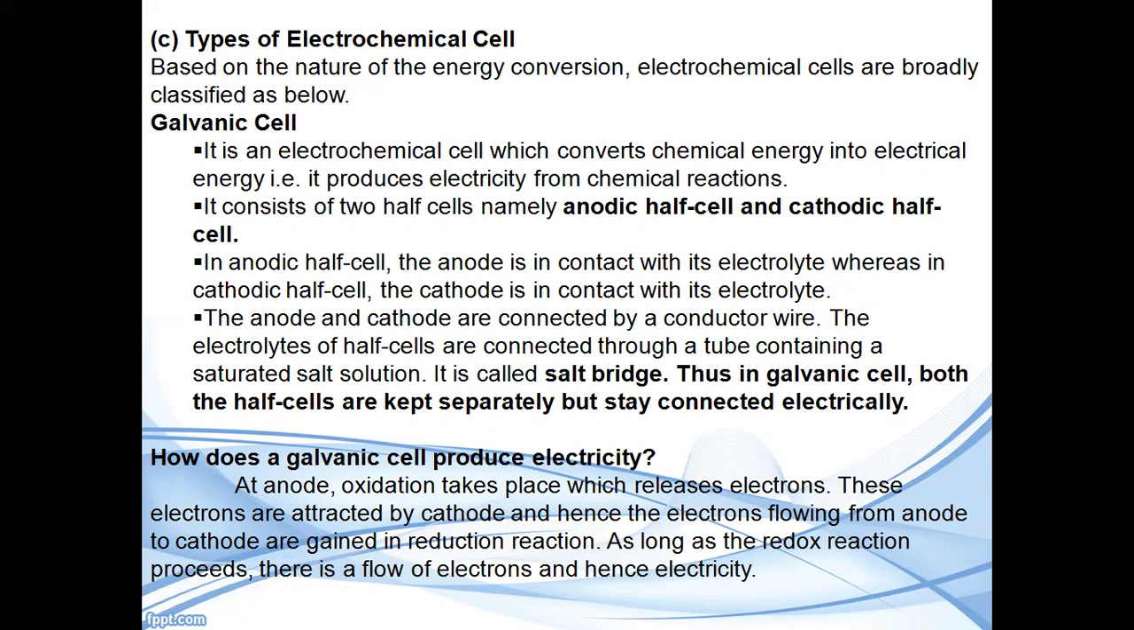Both reactions take place simultaneously in this process, so this is called a redox reaction. There is a flow of electrons, and we already know that the flow of electrons produces a current. So the same process, the flow of electrons from anode to cathode, produces electricity. This is the galvanic cell.